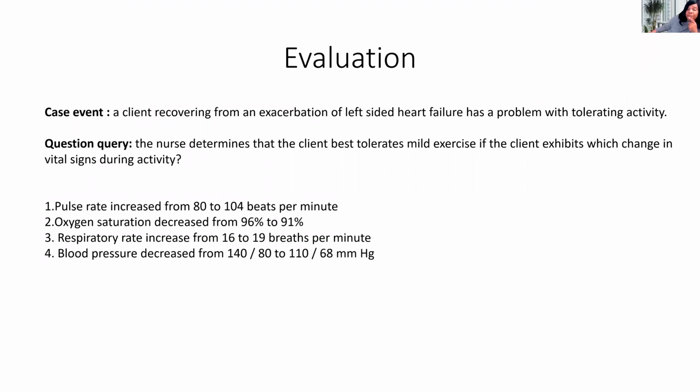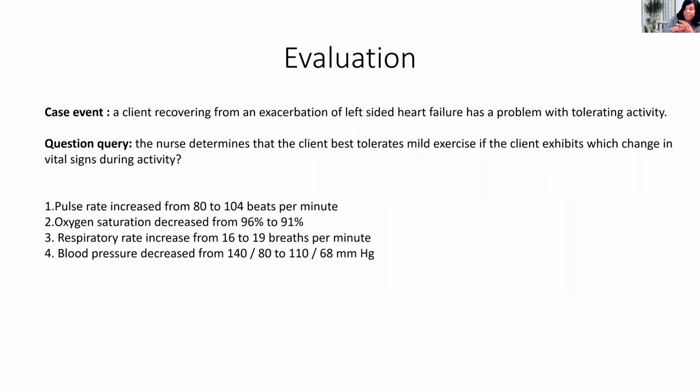A client recovering from an exacerbation of left-sided heart failure has a problem with tolerating activity, right? It's heart failing, not doing too well, can't tolerate activity. The nurse determines that the client best tolerates mild exercise if the client exhibits which change in vital signs during activity. So here's my patient. They're tolerating mild exercise if these changes are noted. Okay, so let's take a look at the options.